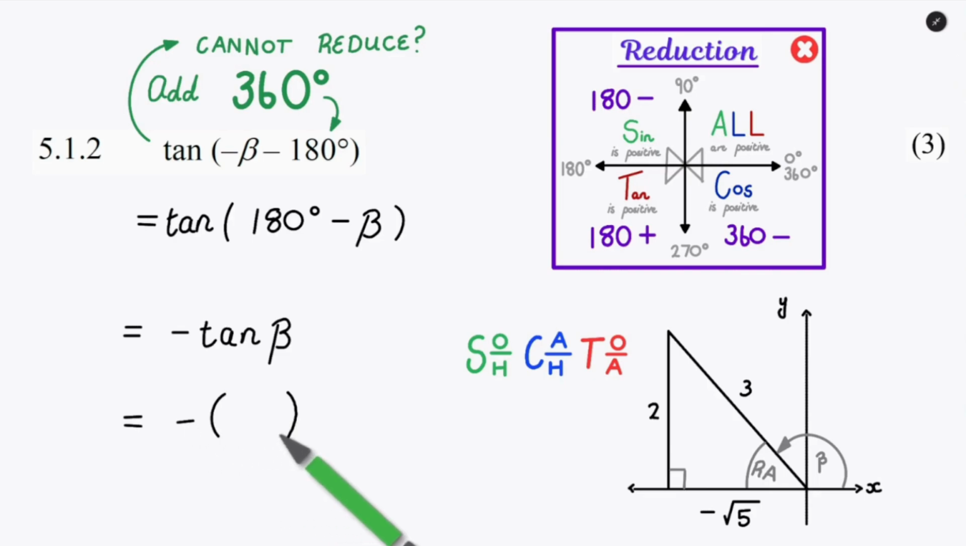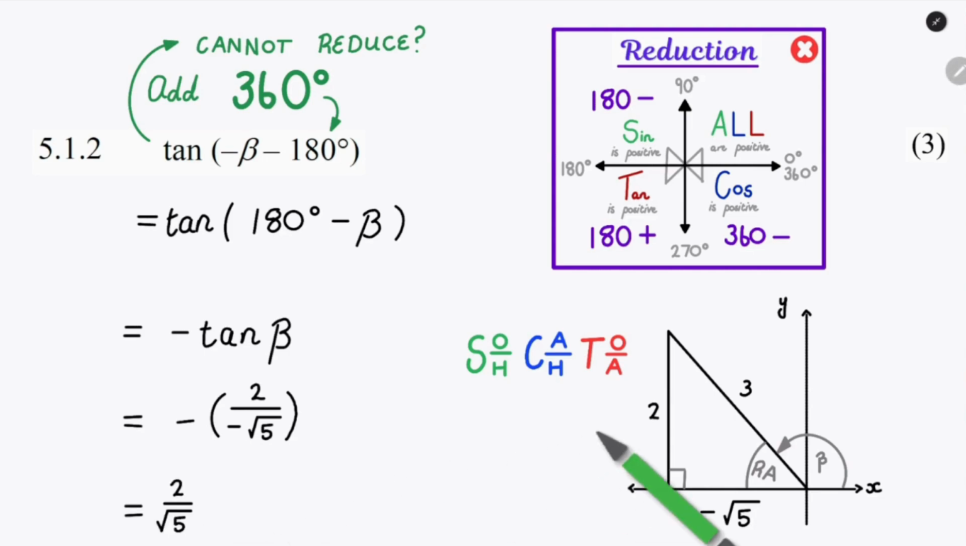Now tan beta, I'm going to use TOA and my sketch to fill it in. So tan is opposite over adjacent. It's all relative to the reference angle. So the opposite is 2 and the adjacent is minus root 5. So inside of this bracket, I put 2 over minus root 5. Negative and a negative cancel out to give me a positive, and I'm just left with 2 over root 5.